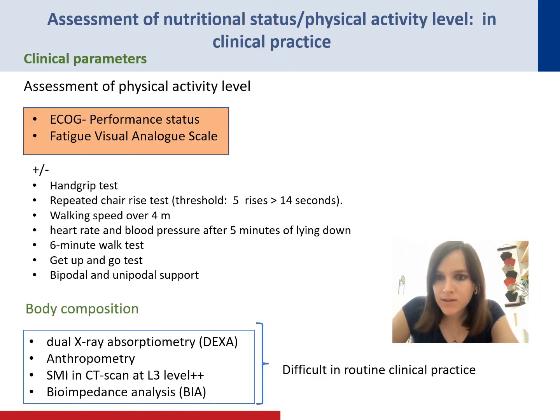For the assessment of physical activity levels, the two most used tools are the ECOG performance status and the fatigue visual scale. Other clinical evaluations are useful, such as hand grip tests, repeated chair rise tests, get up and go tests, etc., but are time-consuming. The assessment of body composition is difficult in current clinical practice, but can be performed with dual X-ray absorptiometry, anthropometry, the measurement of skeletal muscle index in CT scan at L3 level, which is quite easy to do by a radiologist, and bioimpedance analysis.